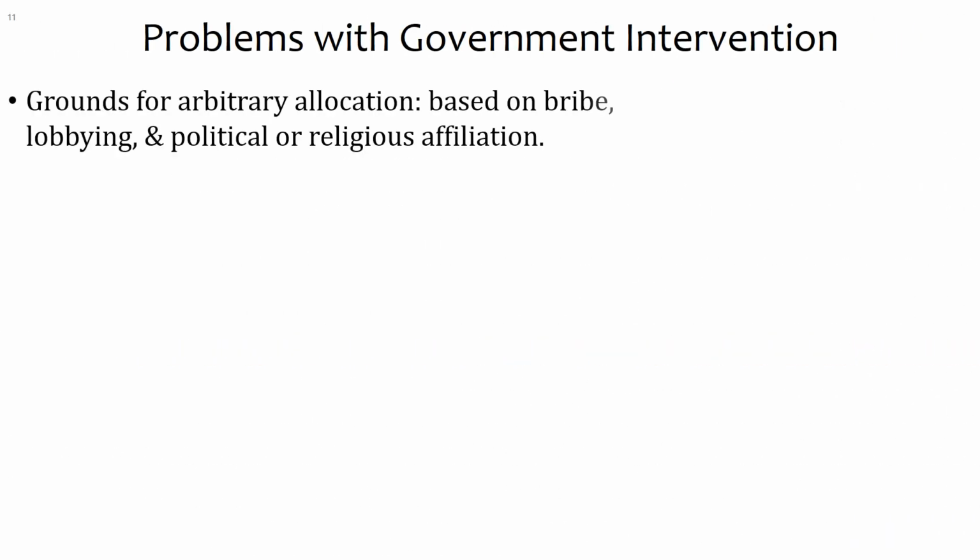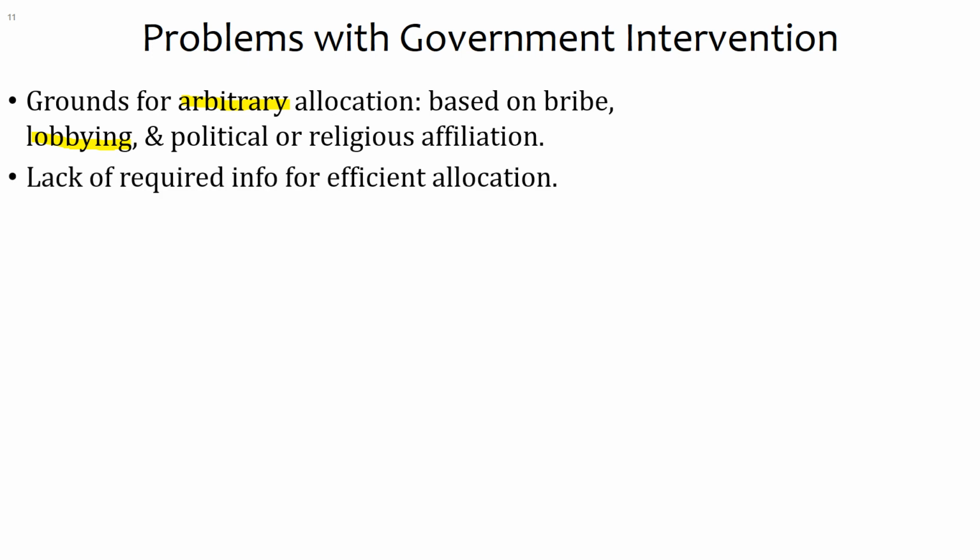So, problems with government intervention. There are going to be grounds for arbitrary allocation, which would be based on bribes, lobbying, political or religious affiliation. If you don't know what this word lobbying means, go look it up because it's important. Basically, the idea is that with the government, you have a lot of power centralized in one place. And because of that, everybody will have some incentive to try to get a piece of that, right? And because you don't have markets, then who has to decide and based on what? Things become very subjective, things become very arbitrary, and things other than the efficiency requirement become relevant to the decision making, and those things may not necessarily be desirable.